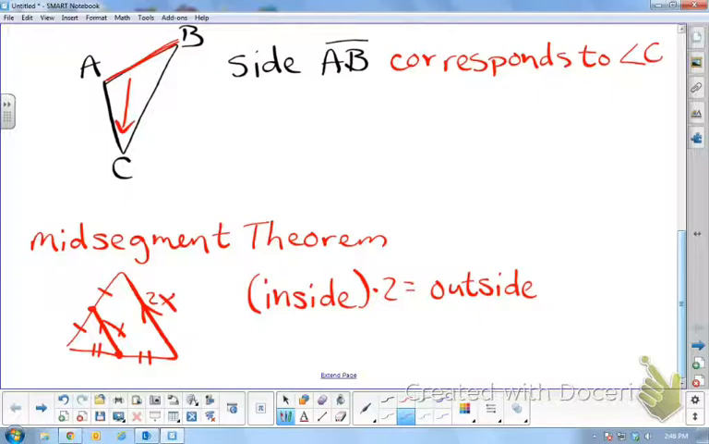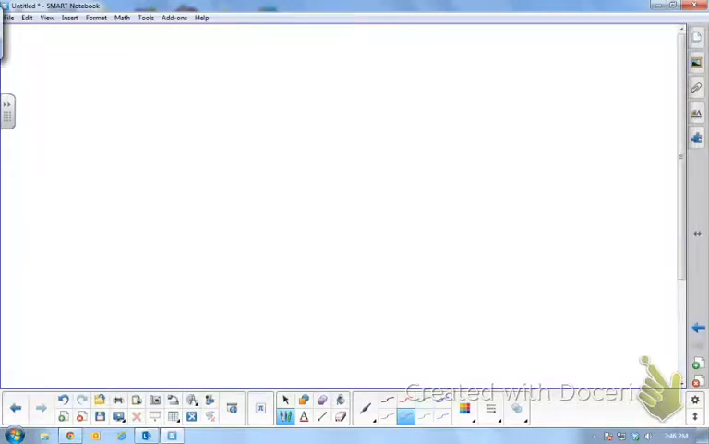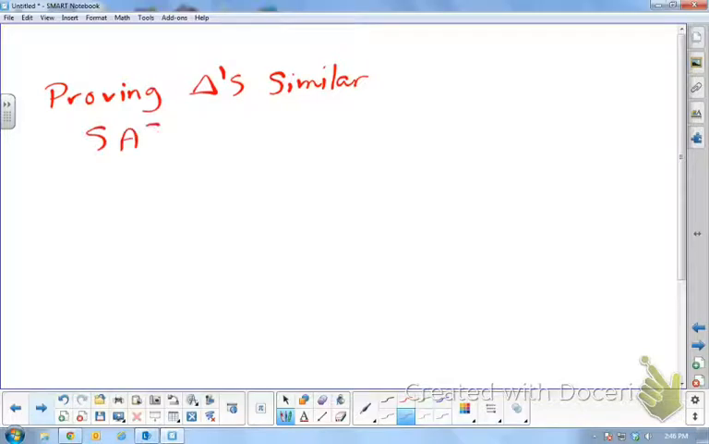So then the last half was mostly focused on proportions and proving things similar. So when we proved triangles similar, I'm going to just use the triangle symbol to mean triangle. We had 3 options: side, angle, side; side, side, side; or angle, angle.